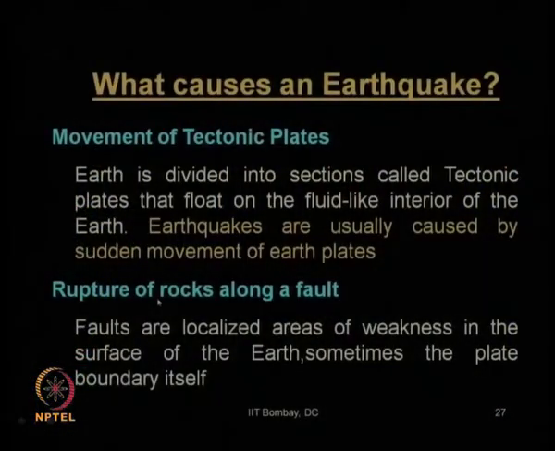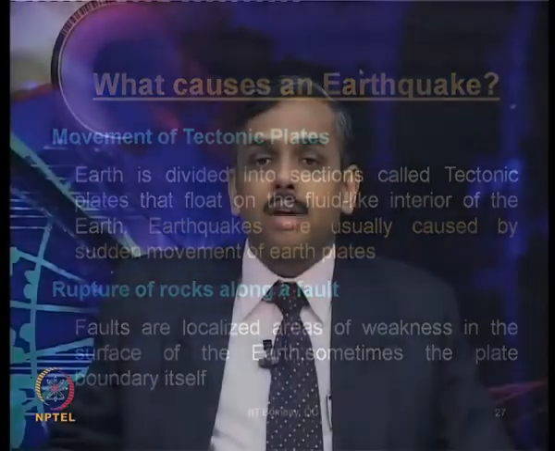So, whenever there is a rupture, when the rock breaks along this weak point or these faults, that is called a fault related earthquake. So, one is plate tectonic earthquake, another is fault rupture earthquake or fault related earthquake. These are the two major causes of earthquake. Now, why does an earthquake occur? That can be another question.